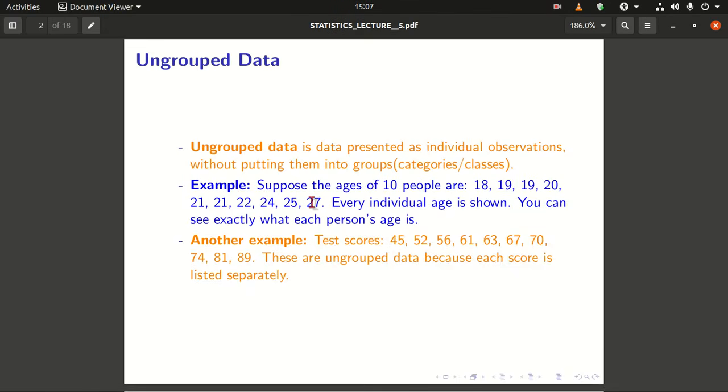When people are listed as they are, instead of saying how many black people are here, and you say 5, how many white people, how many Indian, that is not ungrouped. Ungrouped is saying this is black, this is black, this is white, this is Indian, so every single thing is listed. And we used test scores as examples, and said if we have test scores listed like this as they are, that is also ungrouped data, because everything is listed separately.